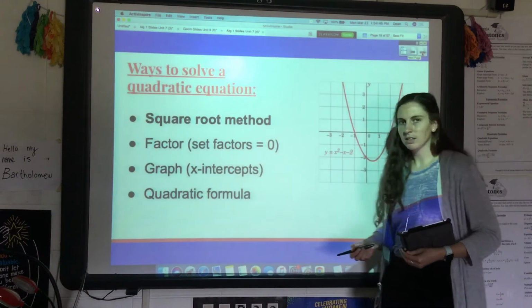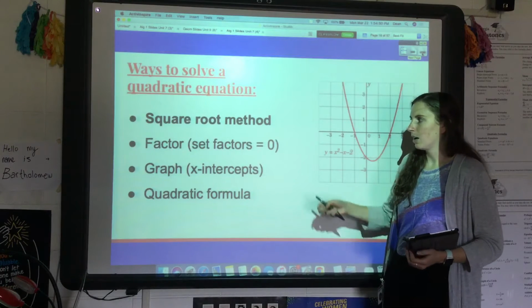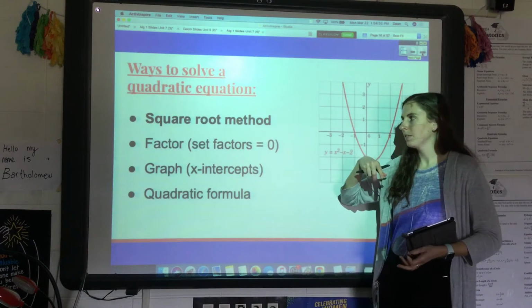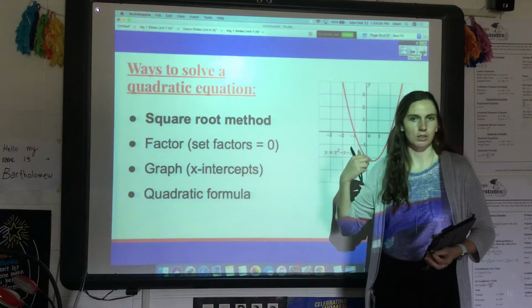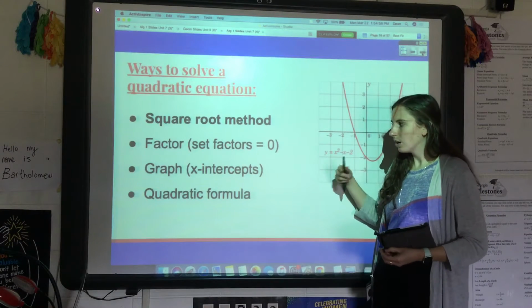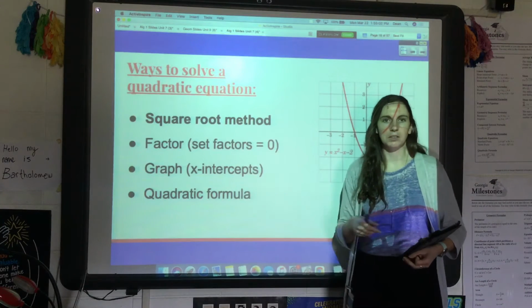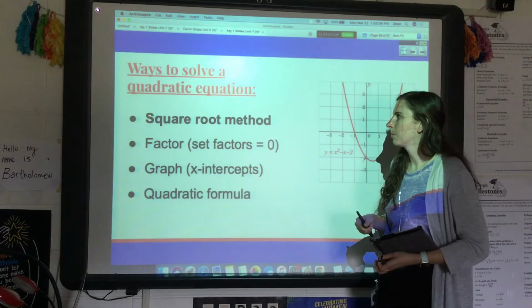All right, there are many ways to solve a quadratic. We've talked about these in the past. We're going to do square root method today, basically where you just square root and solve for x. You can factor it and set the factors equal to 0. You could graph and find the x-intercept, or if all else fails, quadratic formula always works.